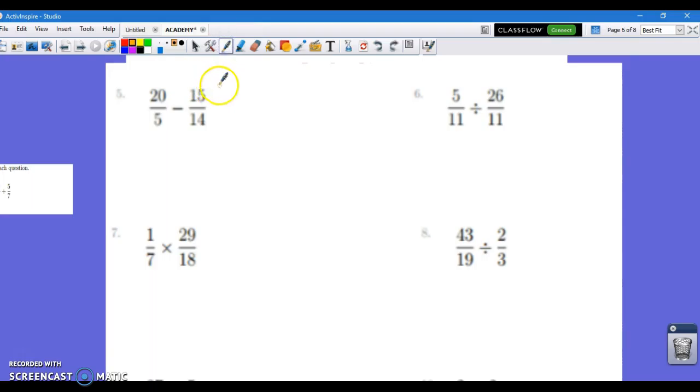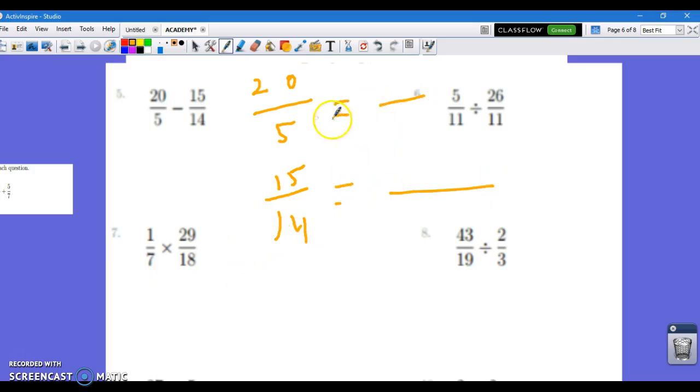Our first one is a subtraction problem. I'm going to set it up vertically because for me it's easier to find a matching bottom number. There we go. So now you're looking for a number that 5 and 14 will go into together. So you could multiply the two bottom numbers. If I did that, 14 times 5, I would get 70.